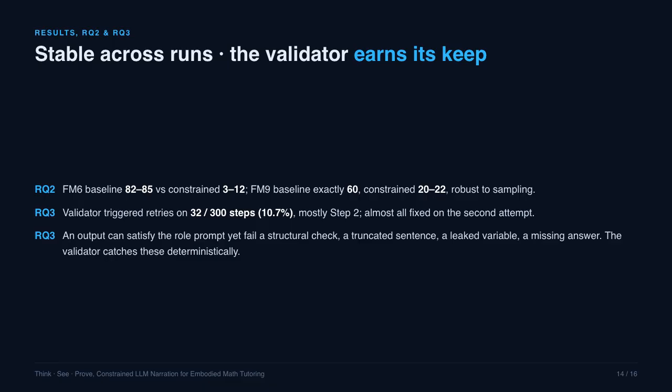The key insight is that an output can fully satisfy the role prompt and still fail a structural check: a truncated sentence, a residual variable name, or a missing final answer in proof. And the validator catches exactly those cases that prompting alone lets through.